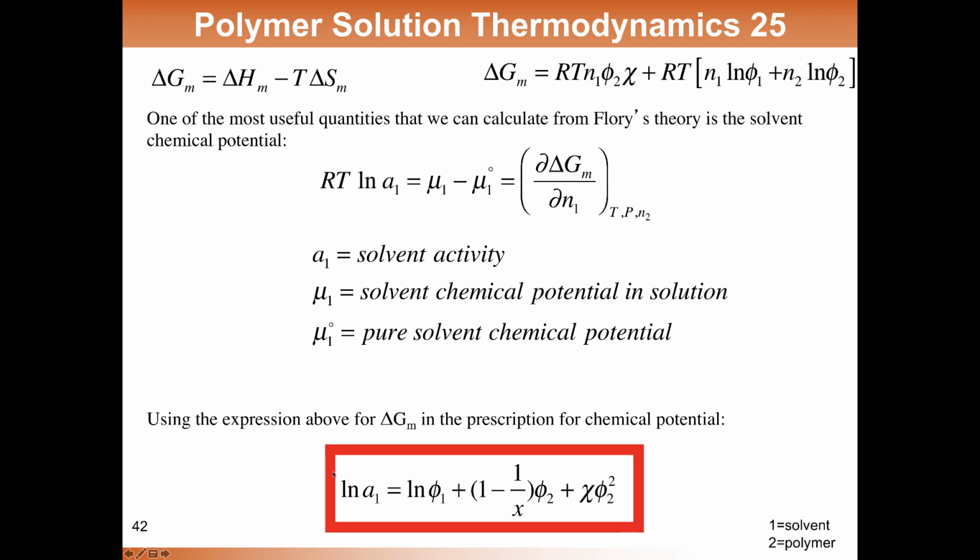This is the classic Flory-Huggins expression. The logarithm of the solvent activity is equal to the log of the solvent volume fraction plus 1 minus 1 over x times the polymer volume fraction plus chi times the polymer volume fraction squared. And in high molecular weight polymers, the degree of polymerization x is often so large that this term 1 over x is negligible, and you'll often see the second term just written as phi2, the volume fraction of polymer.